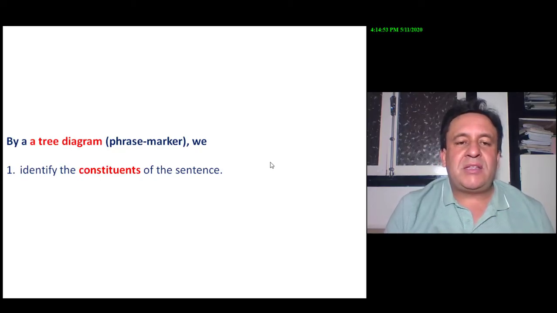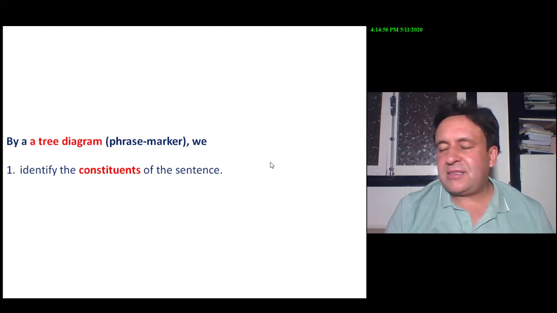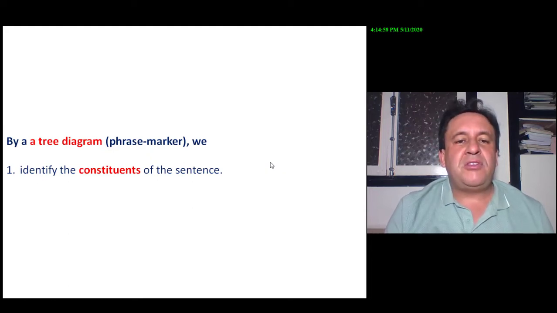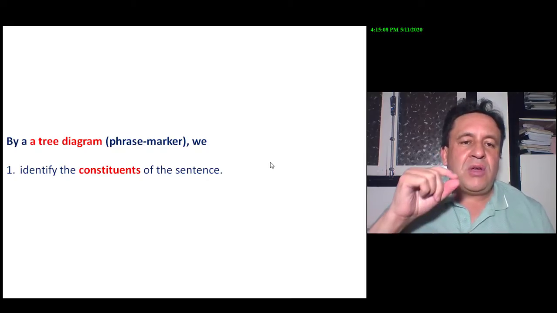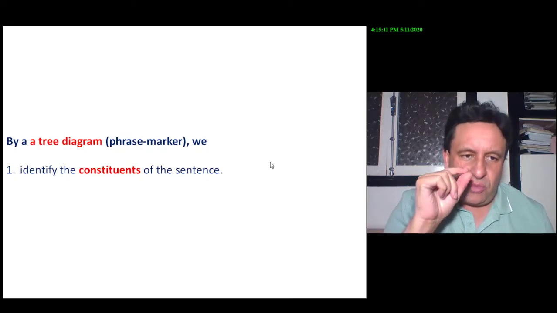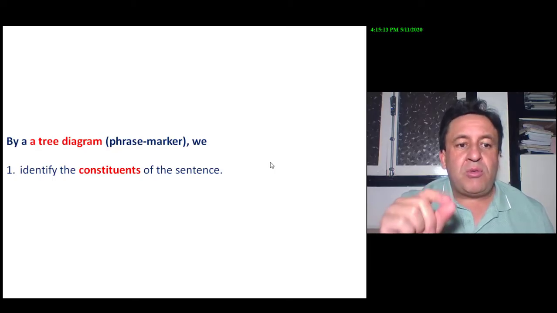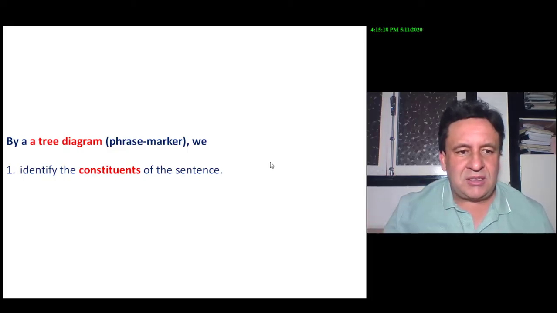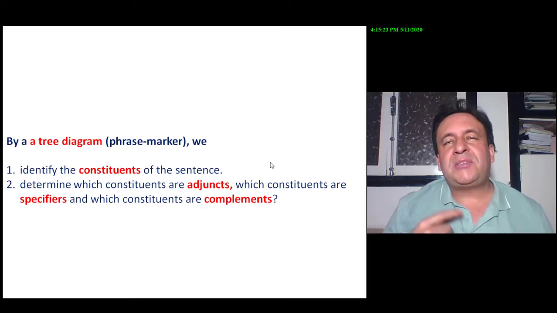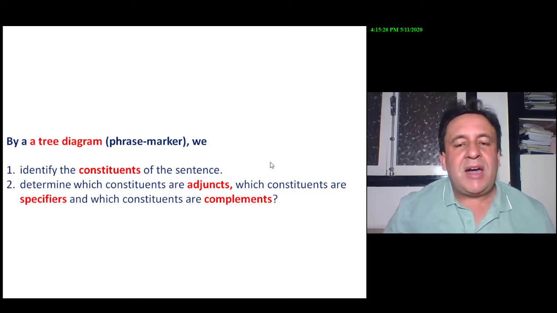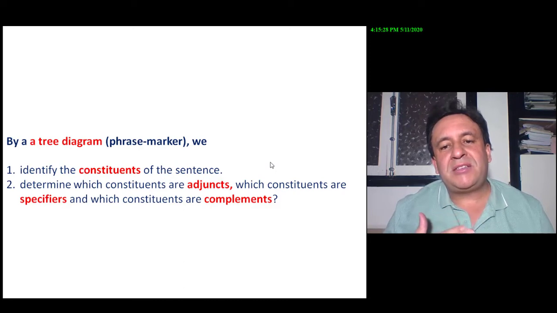Remember, ladies and gentlemen, that constituency is decided upon on the basis of those diagnostics such as substitution, question formation, etc. We have already discussed this. I will not go back to it. Okay. So with a phrase marker or tree diagram, we want to identify the constituents of the sentence. We want to determine which constituents are adjuncts, which are specifiers, and which are complements.